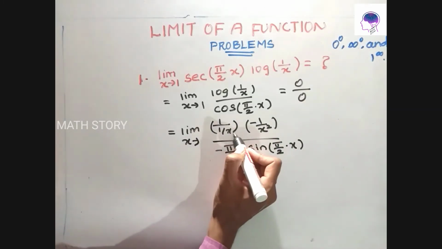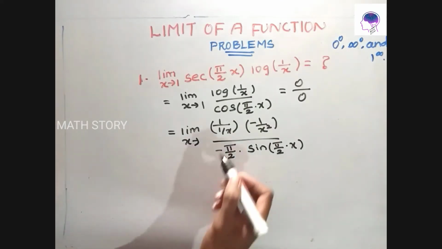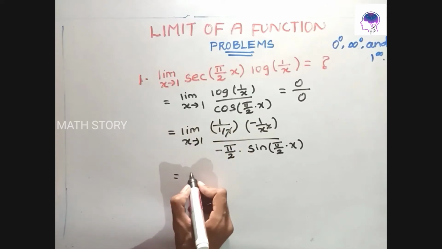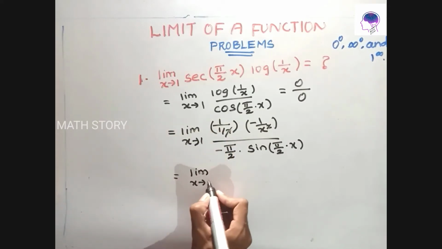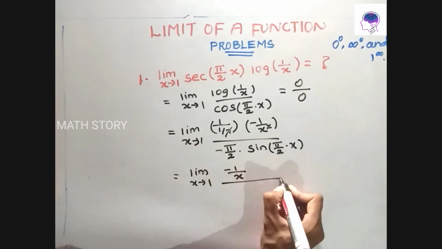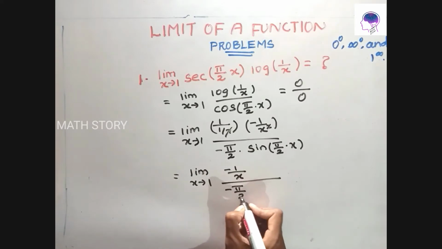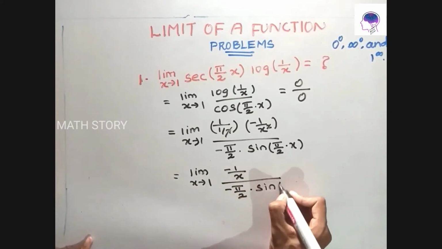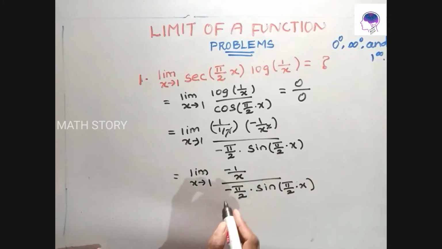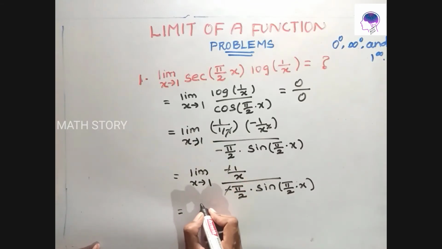Now here the x comes upon the numerator, we can cancel out these terms like this, and again applying the limit, it converts into minus 1 by x divided by minus pi by 2 into sine pi by 2 into x. We can apply the limit now, cancel out the minus here, and applying limit x tends to 1, we convert it into 1 divided by pi by 2.